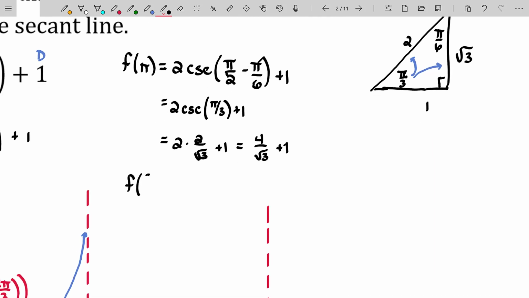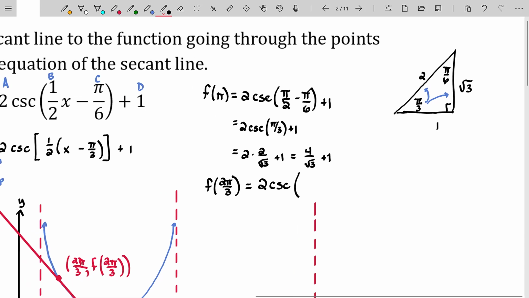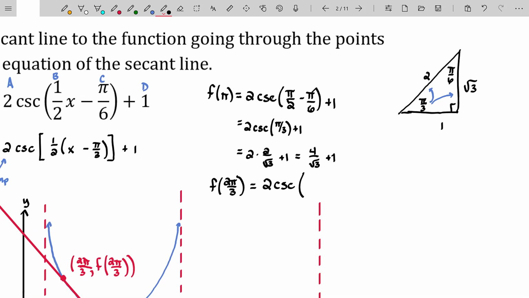Now we need to figure out what f is at 2 pi over 3. It's the same cosecant function, so if you plugged in 2 pi over 3 in for x there, you get 2 pi over 3 times 1/2, or pi over 3 minus pi over 6.